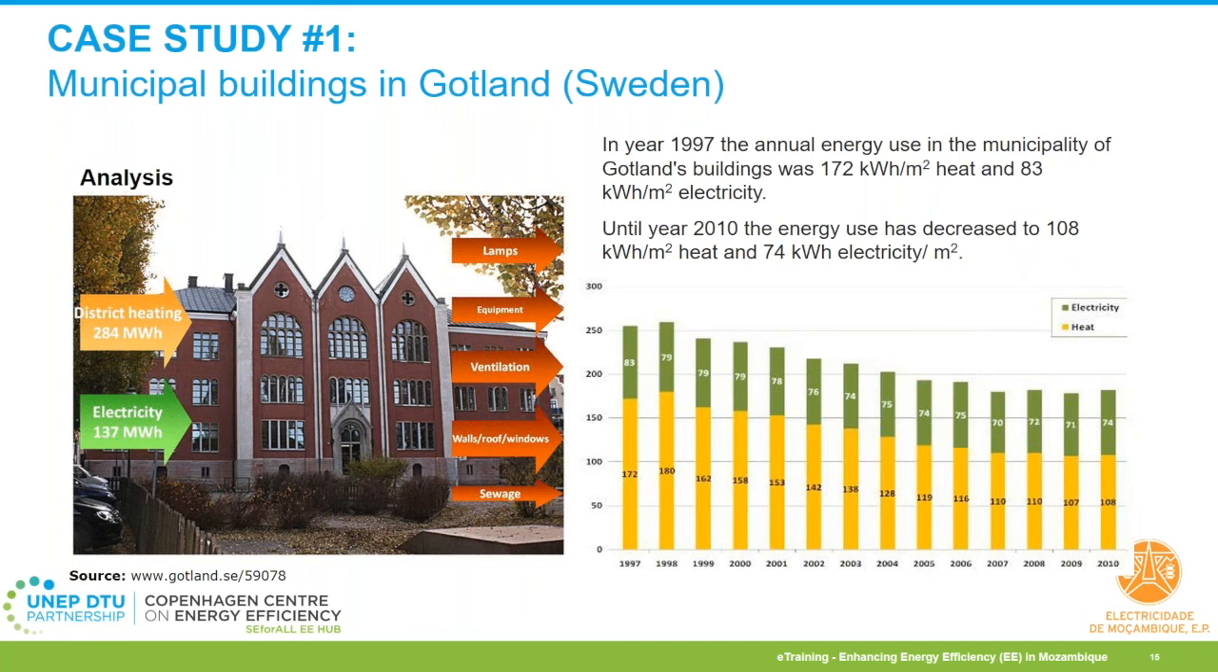In the year 1997, the annual energy use in the municipality of Jutland buildings was 172 kilowatt hour per square meter of heat and 83 kilowatt hour per square meter of electricity. Until the year 2010, the energy use has decreased to 108 kilowatt hour per square meter of heat, so nearly by half, and 74 kilowatt hour of electricity per square meter, so around 20% reduction.